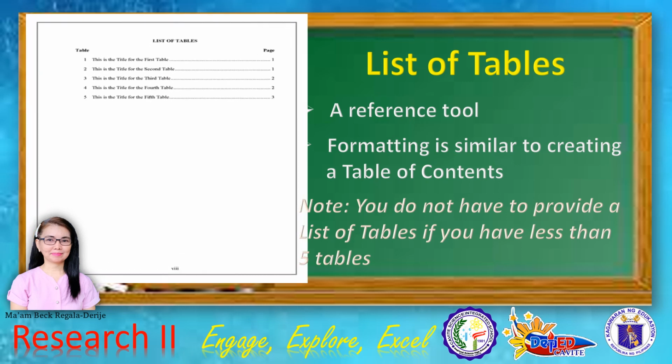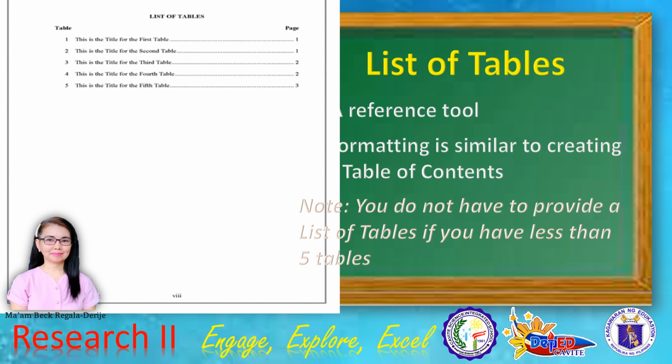So we have here a sample list of tables. Just like when making a table of contents, you may also use a text box for you to easily make the list of tables. So here it says table and then page. And this is the title for the first table. Whatever its title is, that is what is written here. The page is the page where you can find the table.